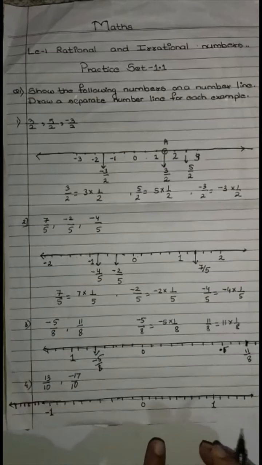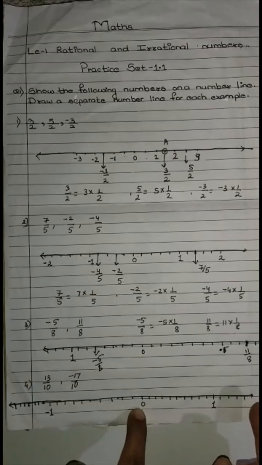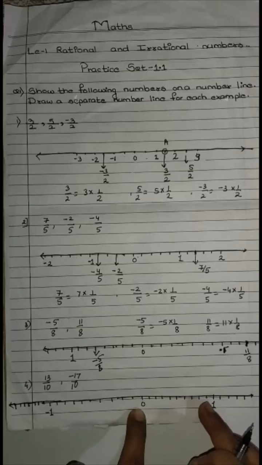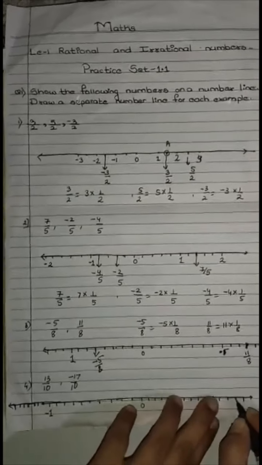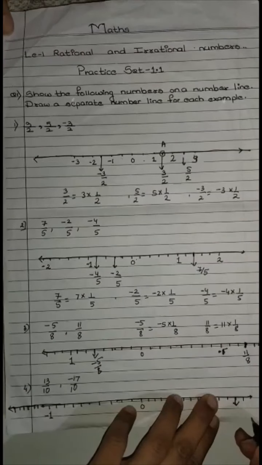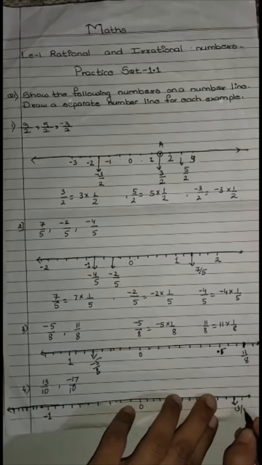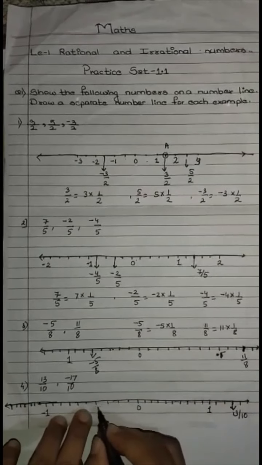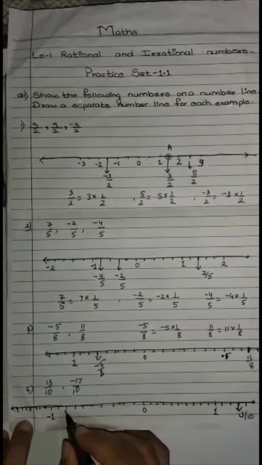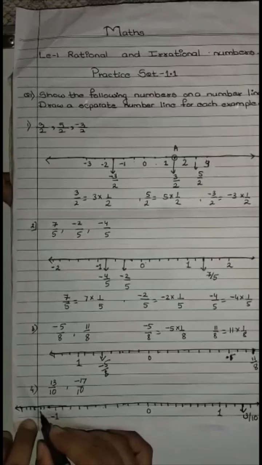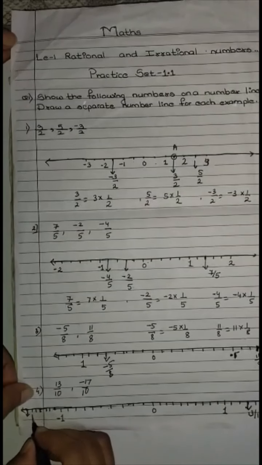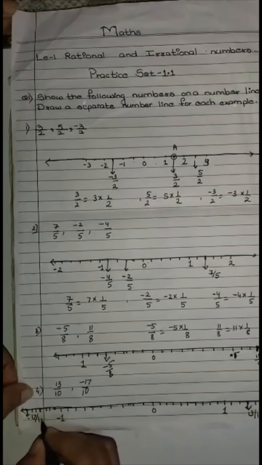Okay, now 13 upon 10 means you have to move from the right hand side. 1 2 3 4 5 6 7 8 9 10 11 12 13. Means this is your 13th point, that is 13 upon 10. Now it is 17. 1 2 3 4 5 6 7 8 9 10 11 12 13 14 15 16 17. This is your minus 17 upon 10.